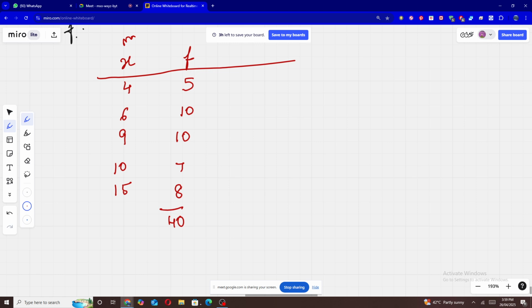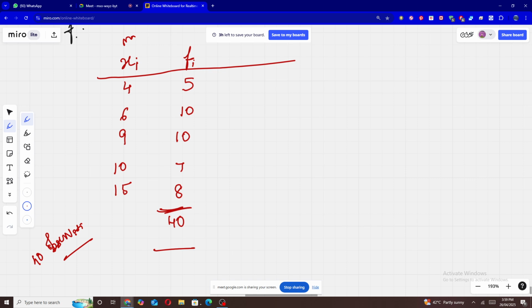So the total number of observations is for how many kids I am storing the data? I am storing the data for 40 kids, right? So sum of Fi is 40. That means there are 40 observations. N equal to 40.